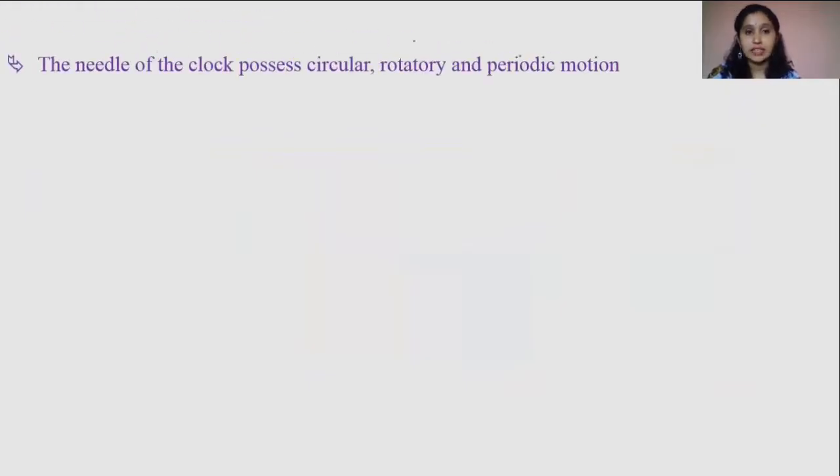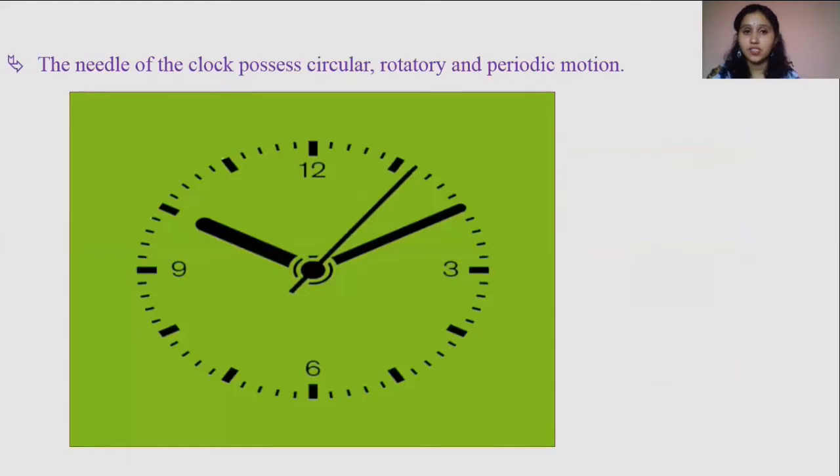Now another example. If we look at the needle of a clock, it also possesses different types of motion at the same time, like circular, rotatory and periodic. How does it possess different types of motion? If you see the tip of the needle of the clock, the path covered by it is circular motion. And if we look at the center, all these needles are moving about their own axis, so they have rotatory motion.